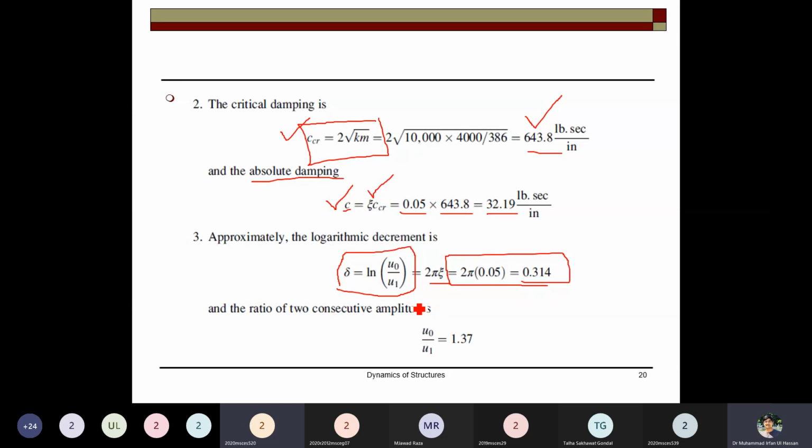U0 and U1. You can take the ratio of these two. It is 1.37, because delta, the decrement, is 0.314. Taking the anti-log, we can get the ratio of U0 and U1.